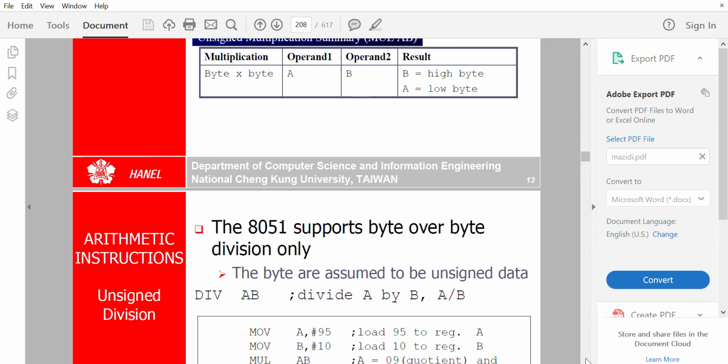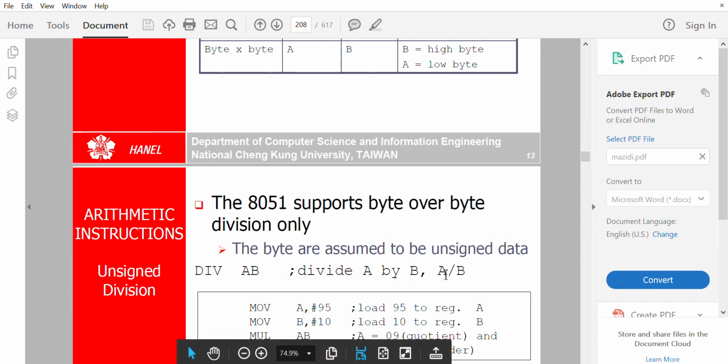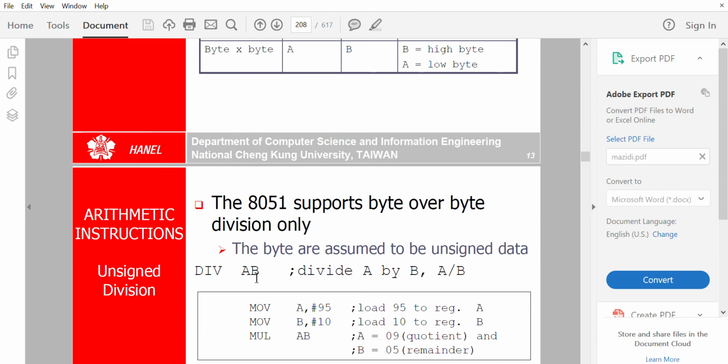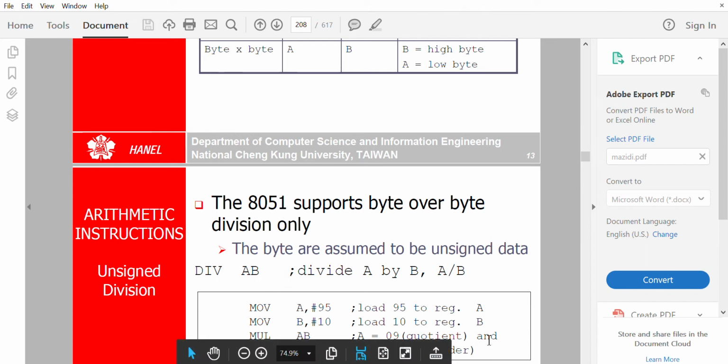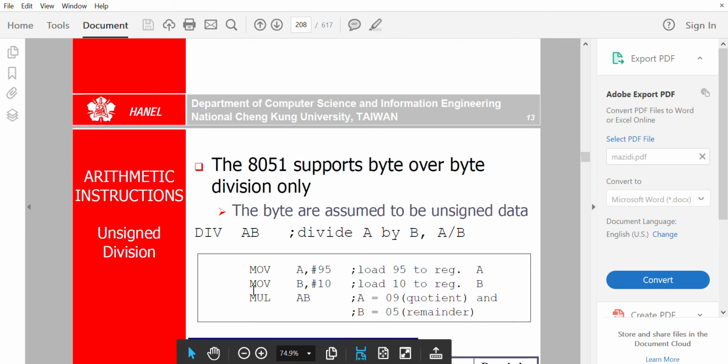Next is division. DIV AB. That will be A divided by B. So if you want to divide a number by another number, you'll be loading it like this. Here there is a mistake. This is not MUL. This is DIV. Okay, this is a mistake.